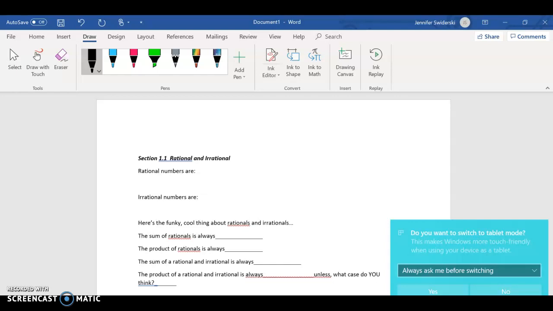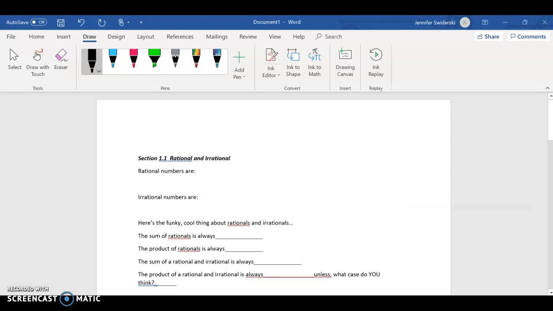All right, eighth grade students. So today we're going to go ahead and start with our first sections of notes, which is on 1-1, which is all about the difference between rational and irrational numbers.